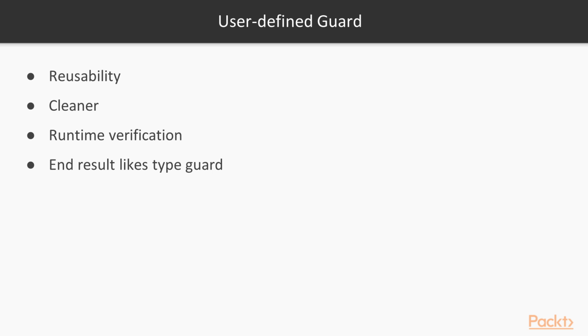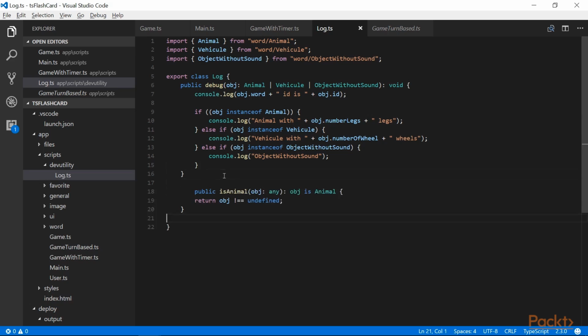Finally, there's the user-defined guard. This is good for reusability and provides a cleaner way instead of using instanceof in multiple places in your application. A user-defined guard is a runtime verification that will indicate if an instance is of a specific type. The end result is like type guard with instanceof.